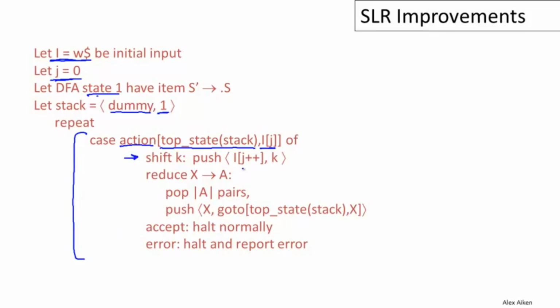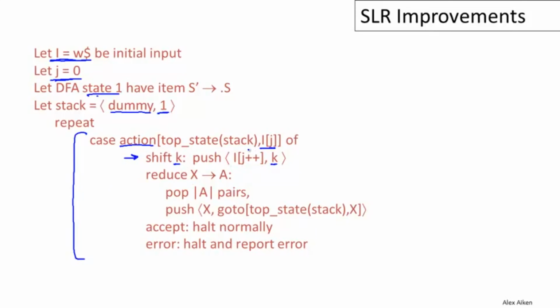So what happens? If it says that we're supposed to shift and go into state K, then we're going to shift the input. That means we're going to take the current input symbol and push that onto the stack together with state K of the automaton. So that pair goes onto the stack, and we also bump the input pointer so that we're looking at the next character of input. Now, let me erase that so you can continue to read it.